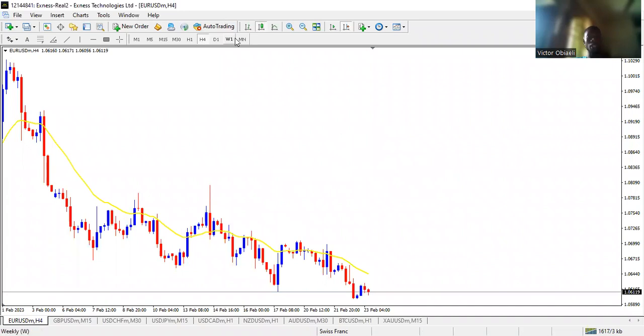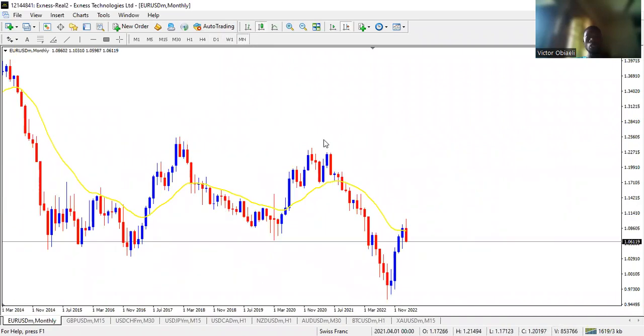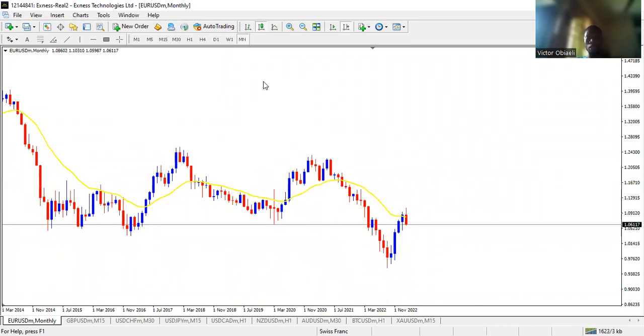Now, it isn't just the trend line. Look at it, we started from here. We know the market is trending bearish, that is the direction. Now, I pick the latest retracement from the monthly. This is it. This is the latest retracement from the monthly.